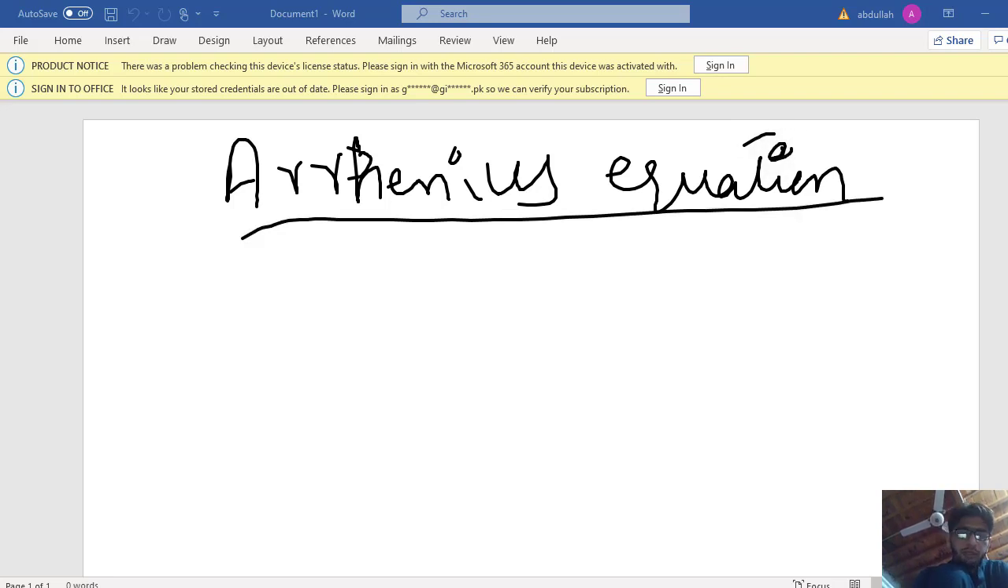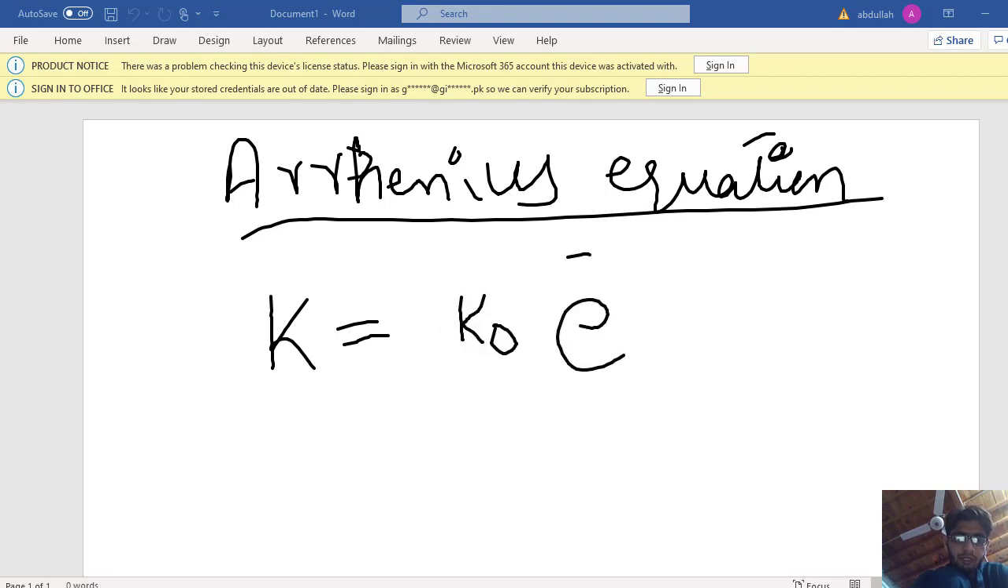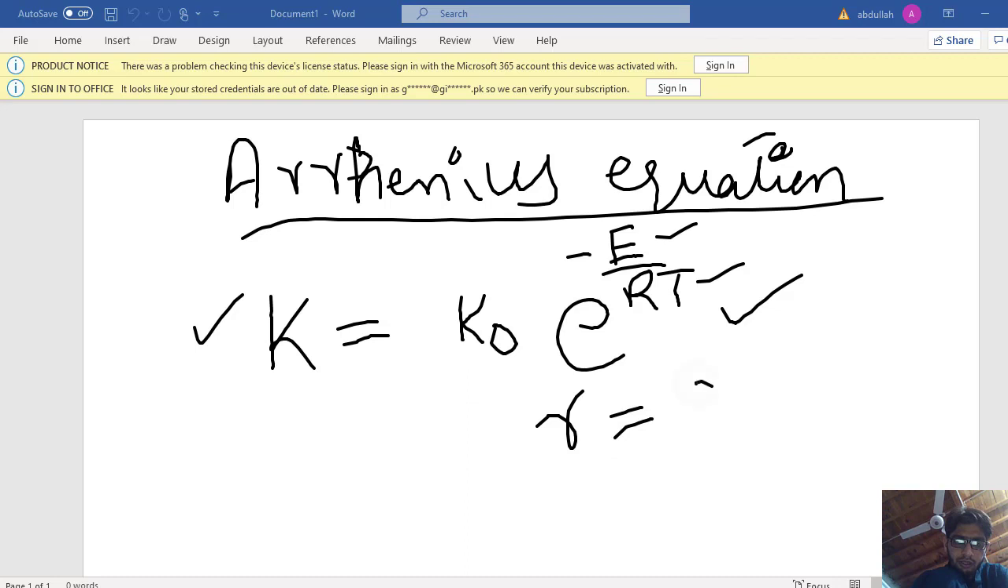So the mathematical form of the Arrhenius equation is k is equal to k naught exponential of minus activation energy divided by RT. This is the mathematical form of the Arrhenius equation. It is a relation between activation energy, temperature and rate constant. This rate constant is obtained from the rate law, which is rate is k into Ca into Cb.